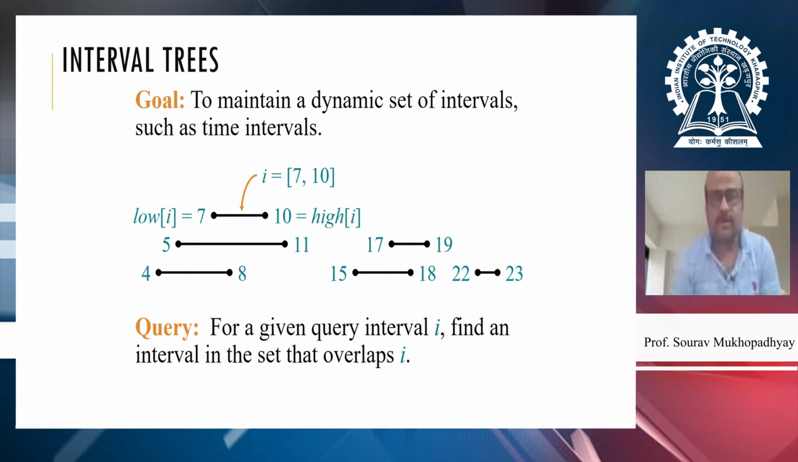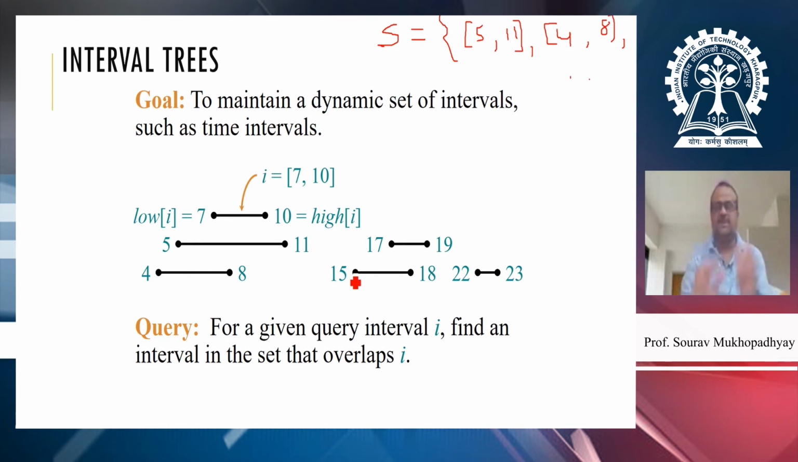Now what is the problem? The problem is, here also the set is dynamic. We have been given some set of intervals. So here we have a set which consists of some time intervals, some closed intervals, say 5 comma 11, then 4 comma 8, something like that. So this is one example, 4 comma 8, and so on. We have here some time intervals.